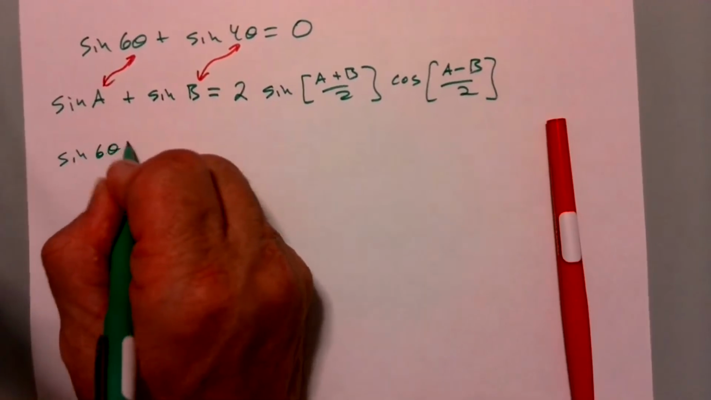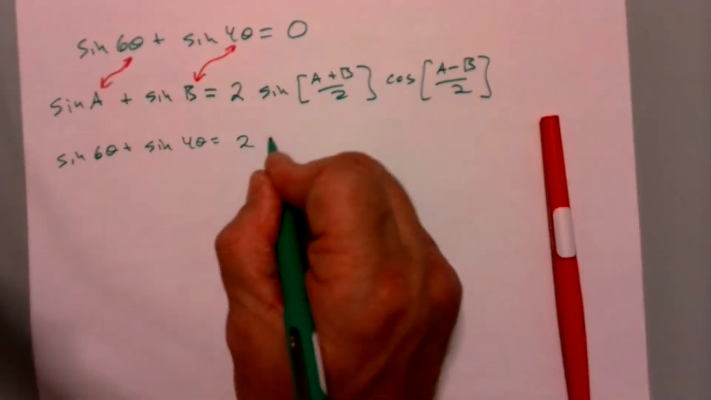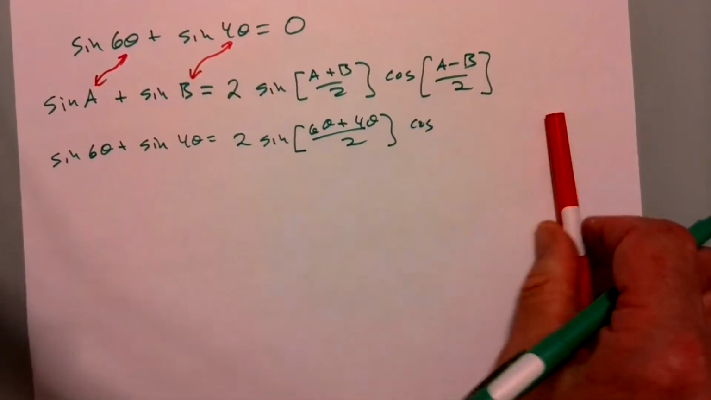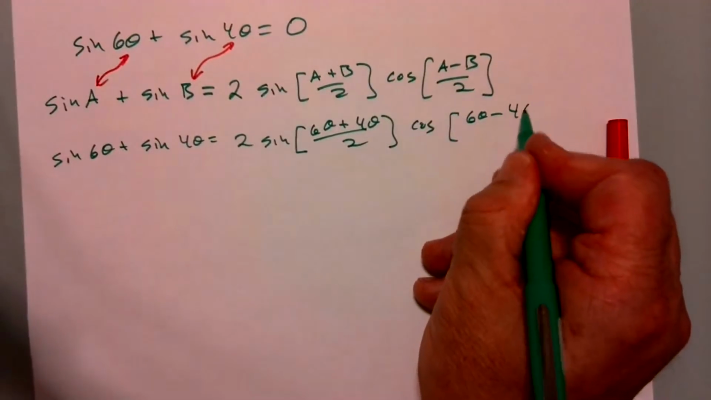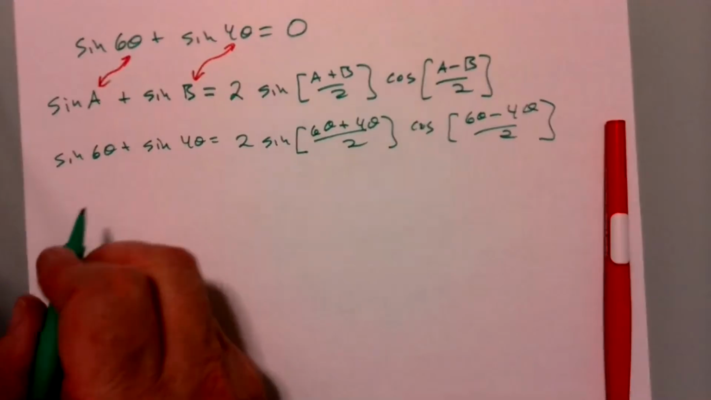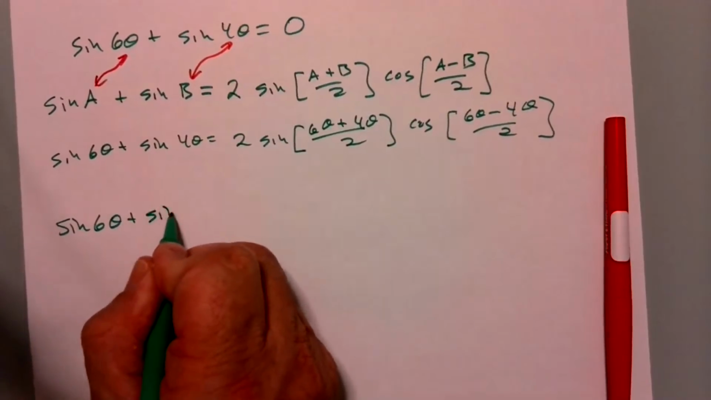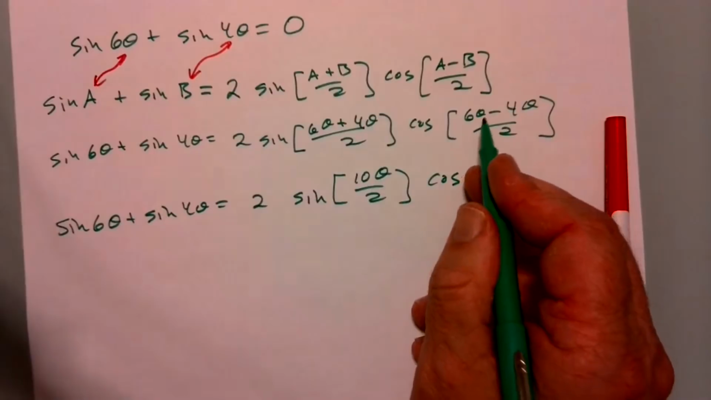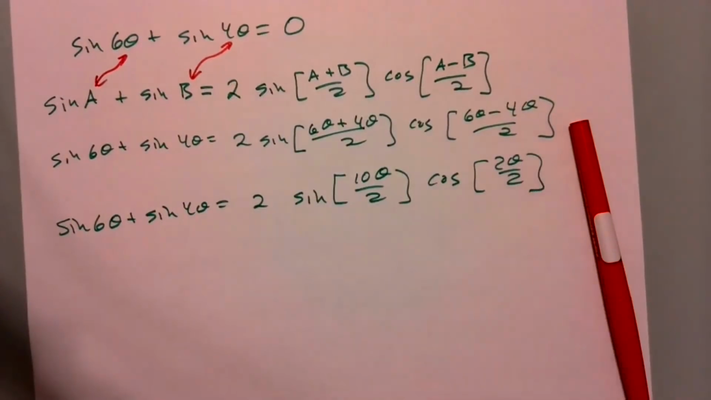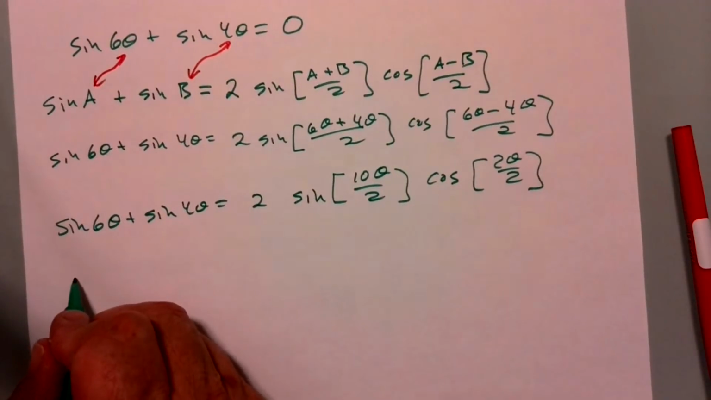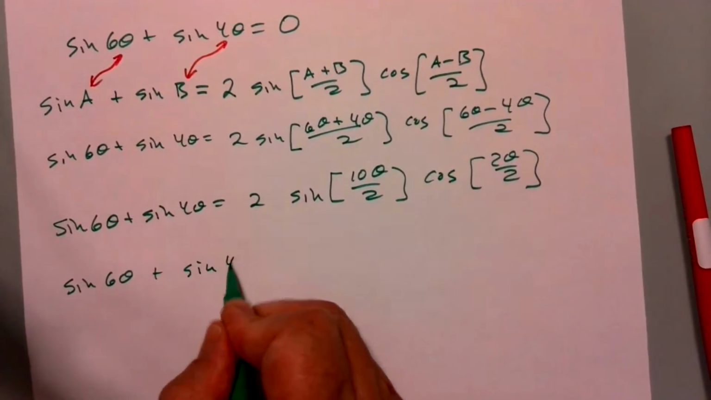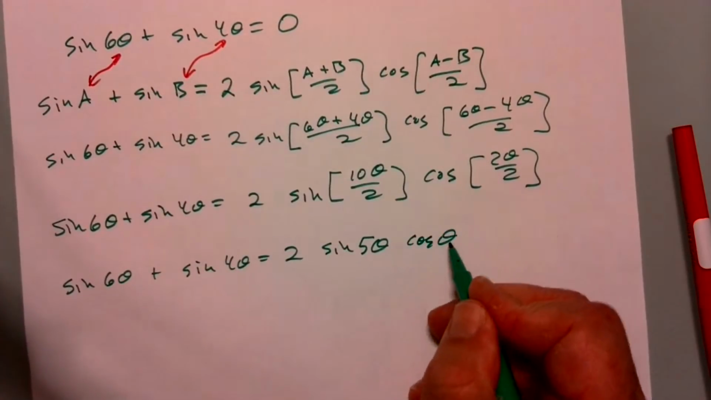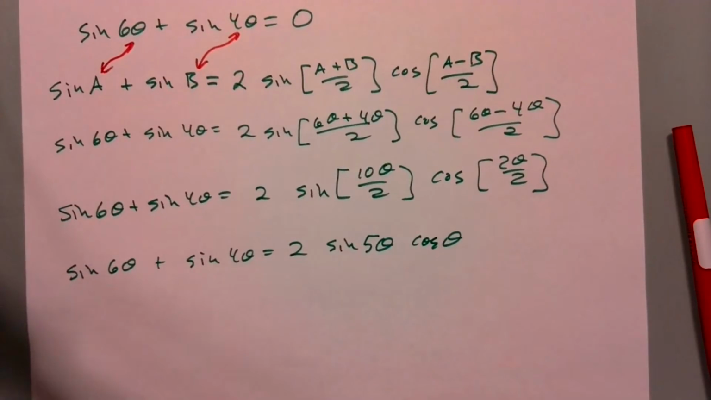So I will say sine of 6 theta plus sine of 4 theta equals 2 times the sine of (A + B)/2, which is (6 theta + 4 theta)/2, times cosine of (A - B)/2, which is (6 theta - 4 theta)/2. So we get 2 times the sine of 10 theta divided by 2, times the cosine of 2 theta divided by 2. Continuing with this, sine 6 theta plus sine 4 theta equals 2 sine 5 theta cos theta. So I have successfully rewritten this sum of trig functions into a product of trig functions.